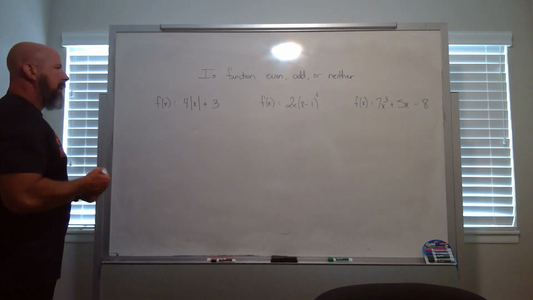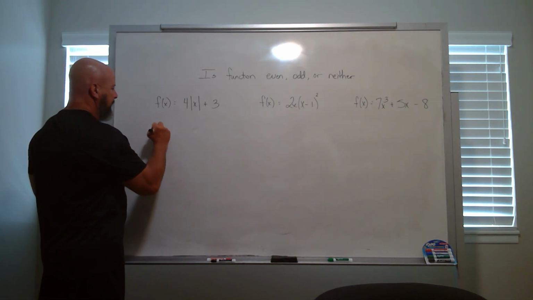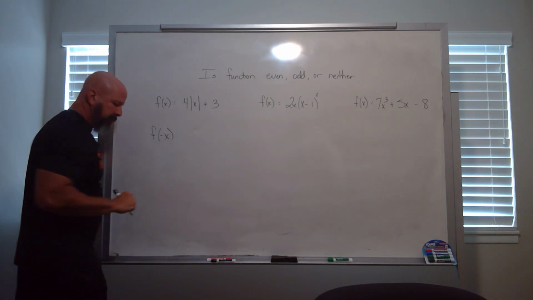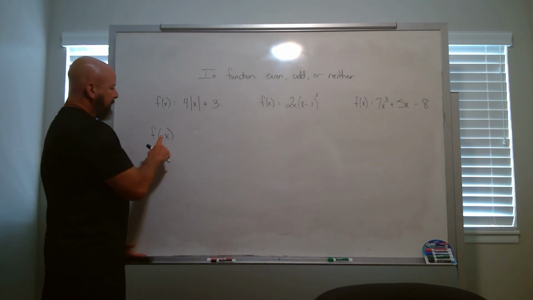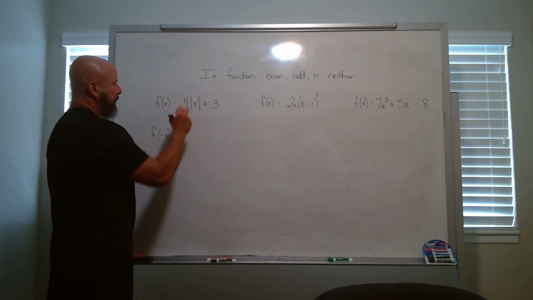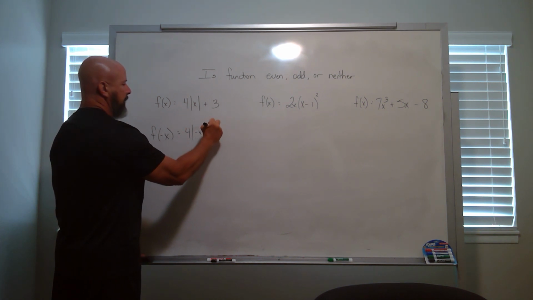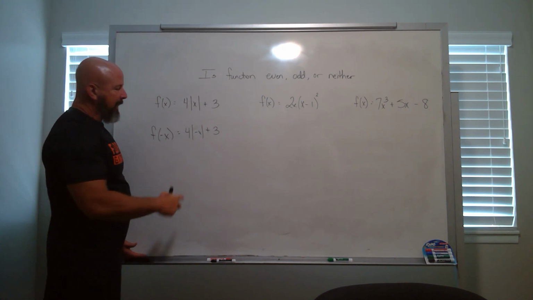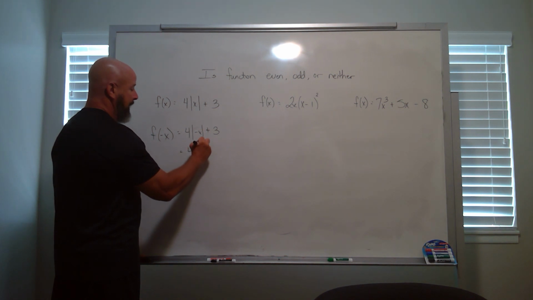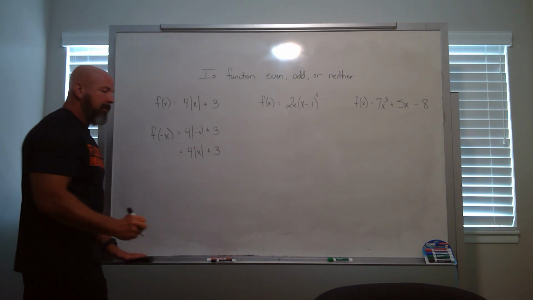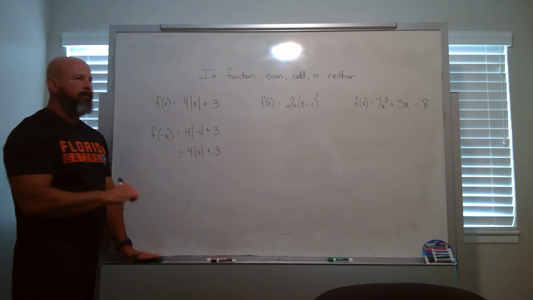So, investigating here, what we want to take a look at is what happens if we find f of negative x. I've got 3 different functions we're going to look at here. I'm going to find f of negative x. So if I substitute negative x in for x, this would be 4 absolute value of negative x plus 3. Simplified down, the absolute value of negative x is the same as the absolute value of x, because the negative's not going to matter. So this would be that simplified function.